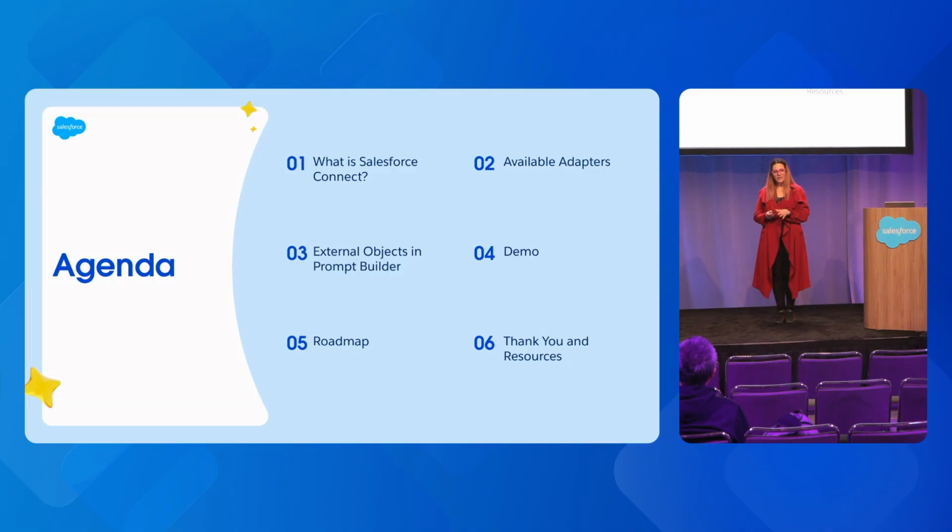So the agenda. First, I'm going to ground us a bit with what Salesforce Connect is, for those of you that may be new to it or never used it. Then we're going to look at the available adapters that come with Salesforce Connect and what they're good for. Then we're going to dive into the core of how to use external objects in Prompt Builder. And we're going to see everything come together in a demo. I like living on the edge, so I'm going to attempt a live demo for you, but we'll see. And then we're going to end up with our future roadmap. And I will share some resources at the end for you.